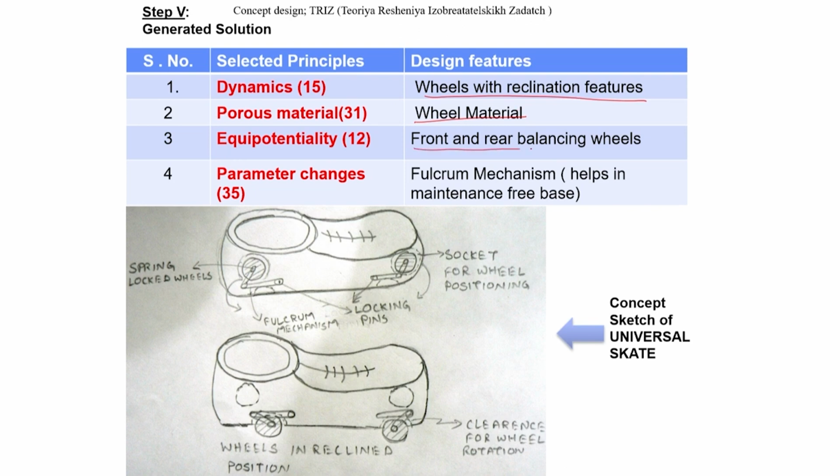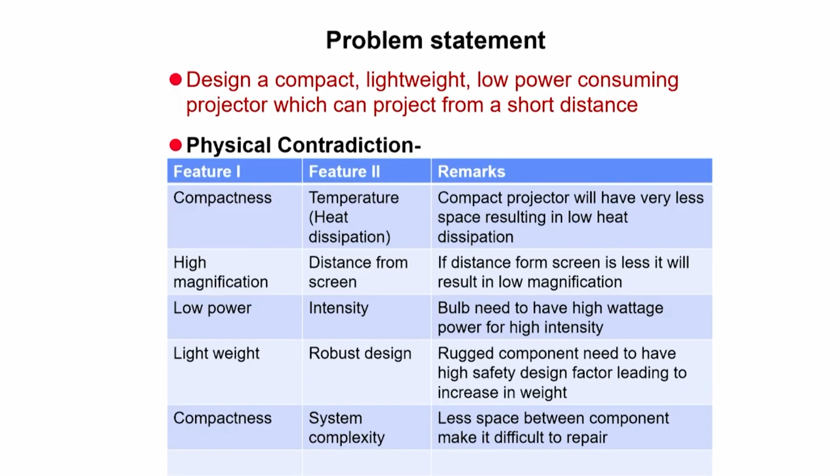Equipotentiality, so front and rear balancing wheels helped them to do that. Parametric changes, so the fulcrum mechanism they used helps in a maintenance free base. So, that is how the solution was generated. Now, the third problem is to design a compact, lightweight, low power consuming projector which can project from a short distance.